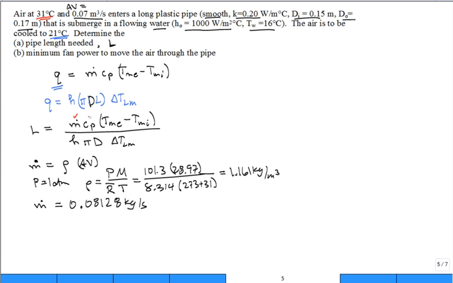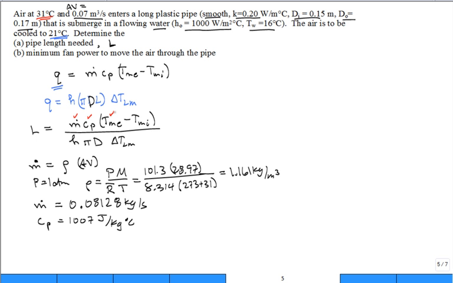What about the specific heat at constant pressure? Well, we would like to evaluate these properties at the mean or the average mean temperature. So 31 and 21, that's 52 divided by 2, what do you get? 26 degrees C. So the specific heat is around 1007 joules per kilogram degree C.